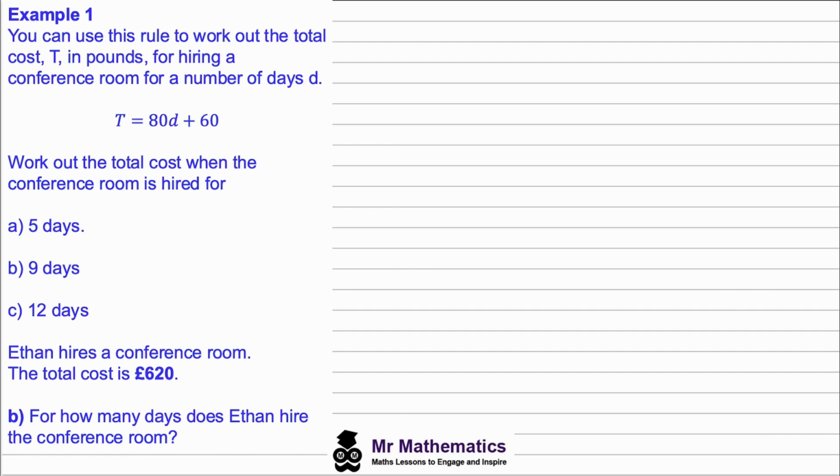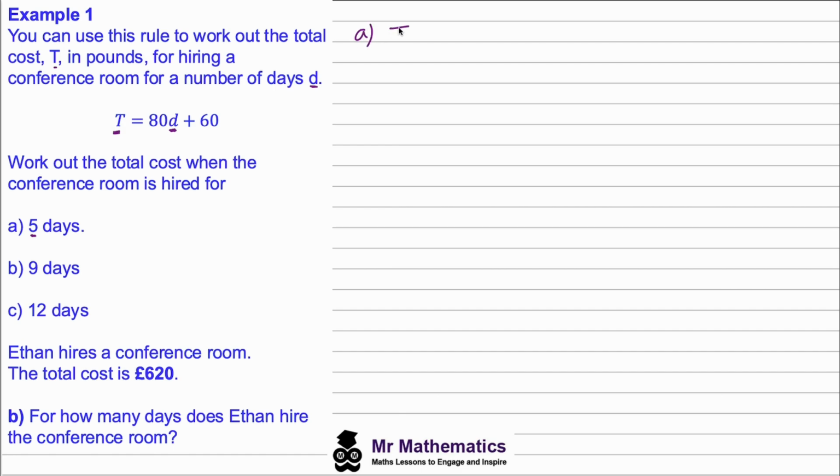So in example 1, we're told that we can use this rule to work out the total cost T in pounds for hiring a conference room for a given number of days D. So the T is the total cost and D is the number of days. We need to work out the total cost when the room is hired for 5 days. So we're going to substitute this 5 into our formula.